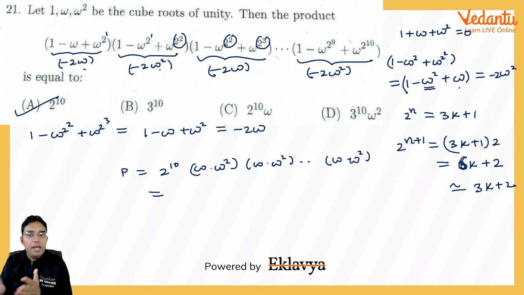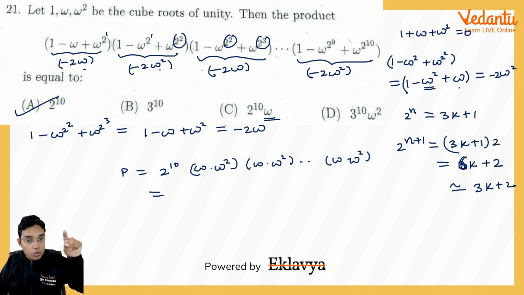I think B and D are obviously not correct. It could have been omega or omega square if the number of terms were odd. Otherwise, this omega also will not come. Here we have checked if it is odd or even. If the number of brackets here would have been odd, then omega or omega square could have come. But here, because this is even, the answer will be 2 power 10.